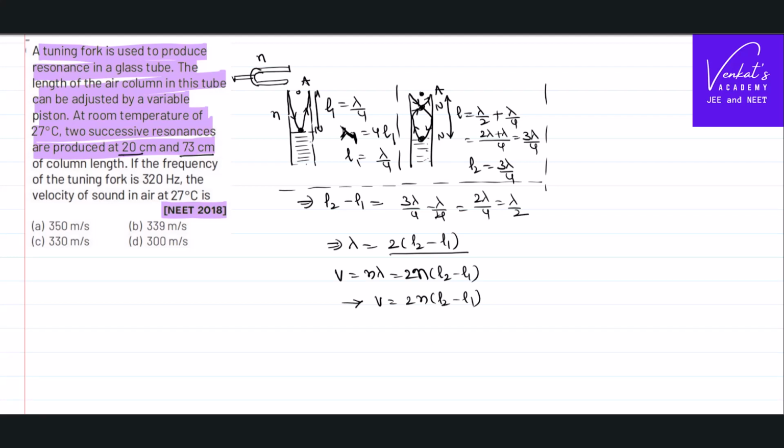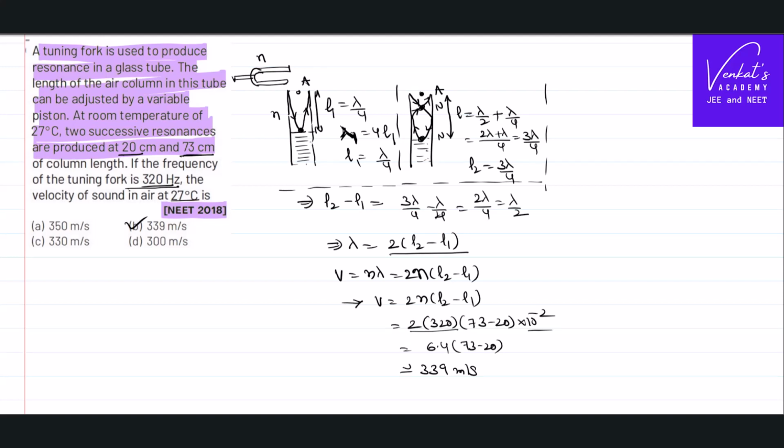Now look at the data. If the frequency of a tuning fork is given at a particular temperature, what is the velocity of the sound? n is given as 320, L2 is 73 centimeters, L1 is 20 centimeters. Converting centimeters into meters becomes 10 power minus 2. So 2 into 320 is 640. 640 into 10 power minus 2 is 6.4. Times 73 minus 20. If you calculate this value, it becomes approximately 339 meter per second.